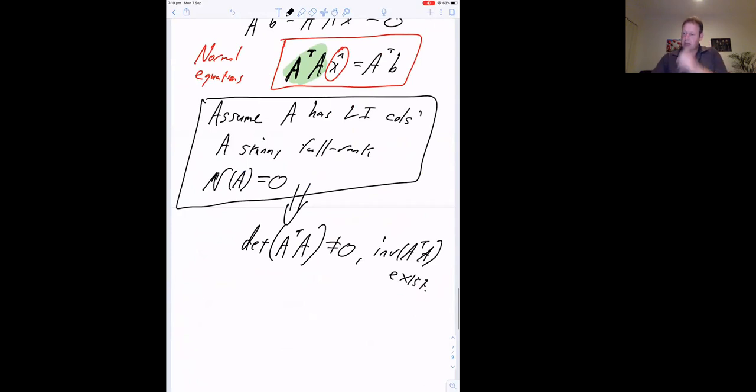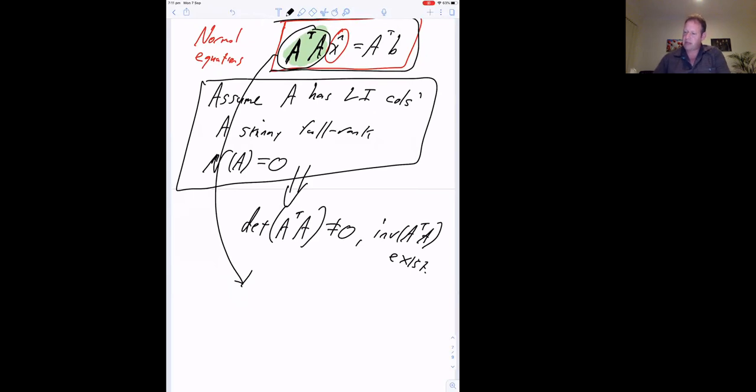So then I can take the normal equations and multiply by the inverse of this guy. By the way, if A does not have linearly independent columns, meaning it's not full rank, then A transposed A is singular, and then I cannot do what I'm about to do. So I can multiply by the inverse of A transposed A, and I get X hat equals A transposed A inverse times A transposed B.